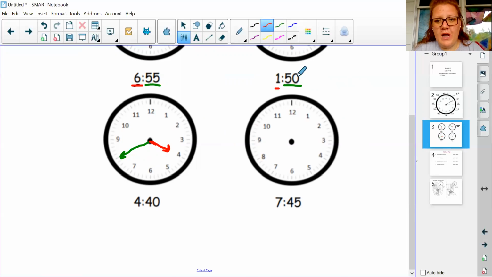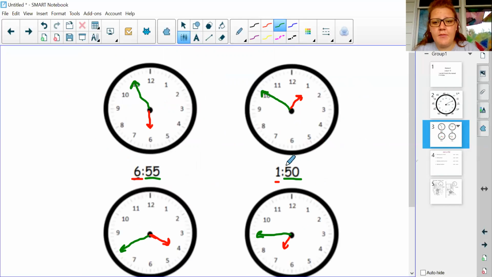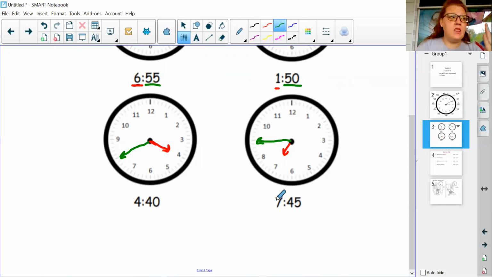All right. What hour are we in here? We're looking at 7:45. What hour are we in? The 7th hour. So I have my short hand pointing towards the 7. And then my minute is what? 45. So 5, 10, 15, 20, 25, 30, 35, 40, 45. So pointing right here at the 9. So I'm at 7:45. Now we need to talk about, because we have two 7:45s right here, are we talking about 7:45 in the morning or 7:45 in the evening?